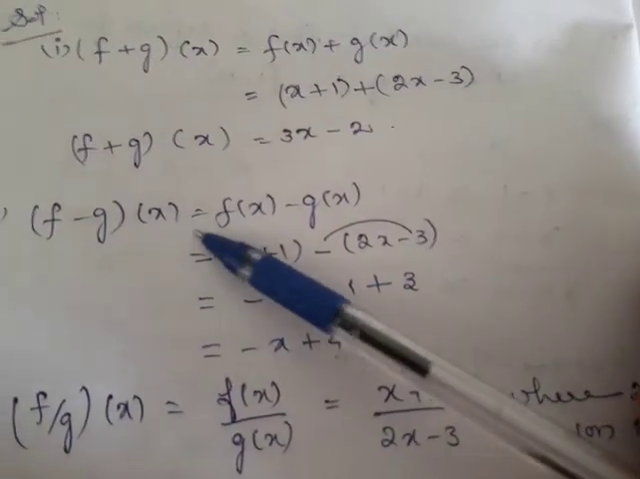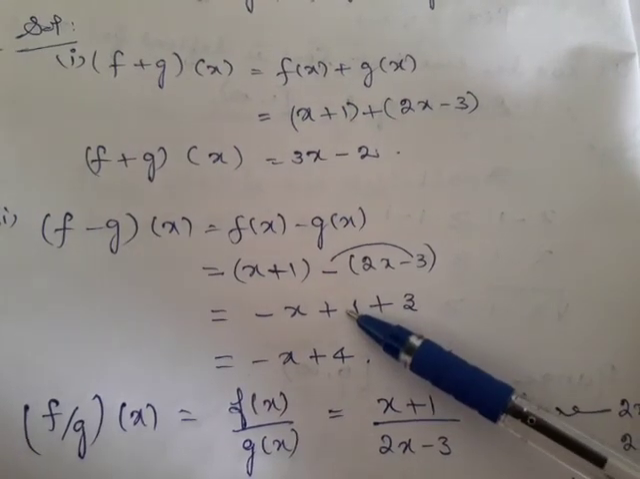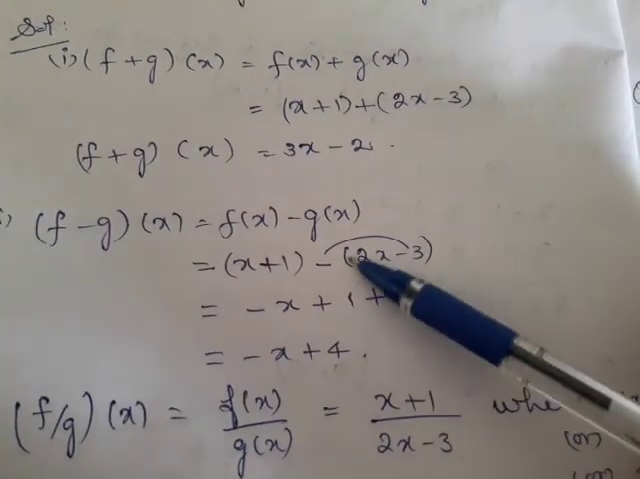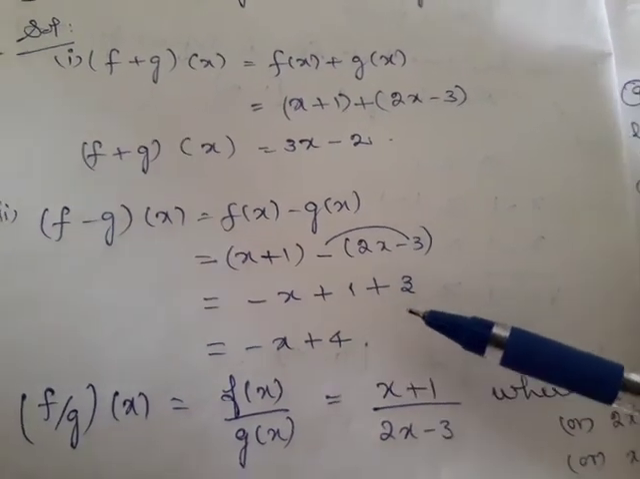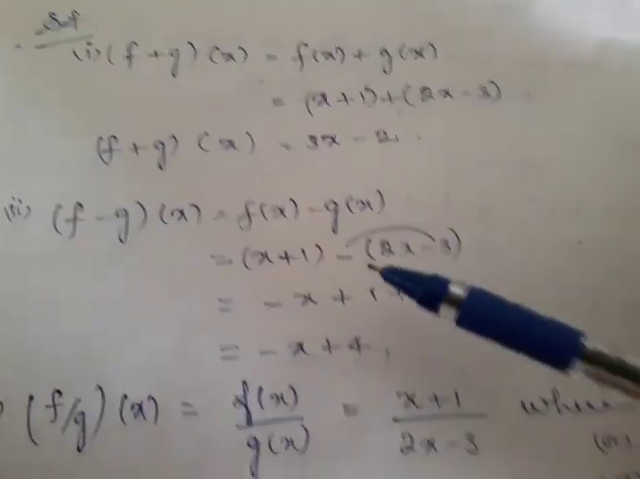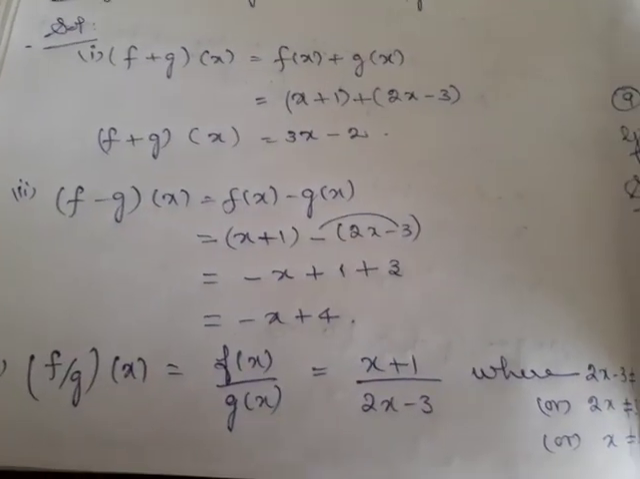f minus g of x is f of x minus g of x. Whenever you have a negative sign, be careful. Kindly write the things inside the braces and then remove them step by step so that you can avoid mistakes, right? The procedure is the same. Then if you subtract, you will get the answer.